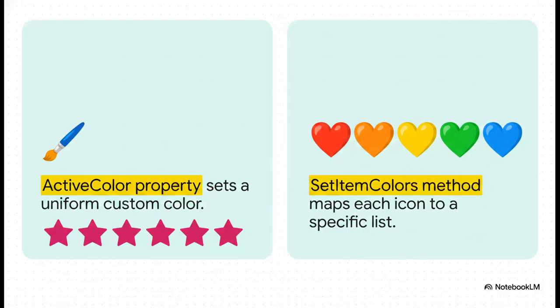Now, what if you want to go beyond those built-in variants? Well, you have 2 distinct paths. You can use the active color property to set a uniform custom color for the entire rating block, which is perfect if you have a very specific brand hex code you need to hit. Or if you want that fun multicolored effect we saw with the hearts earlier, you use the set item colors method. You just pass it a list of specific colors, and it maps each individual icon to a color in your list. It's just a fantastic little feature for creating highly customized, visually engaging feedback loops.